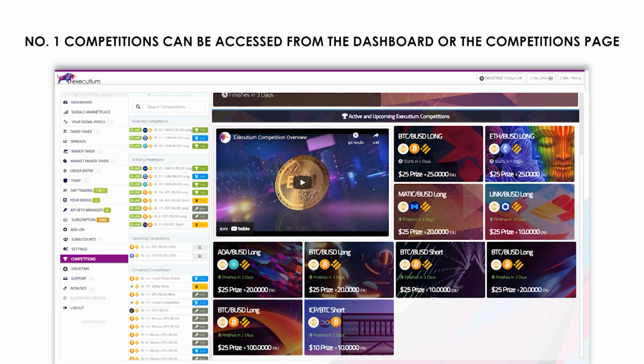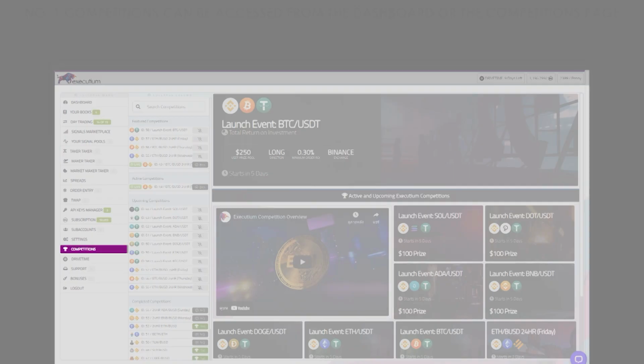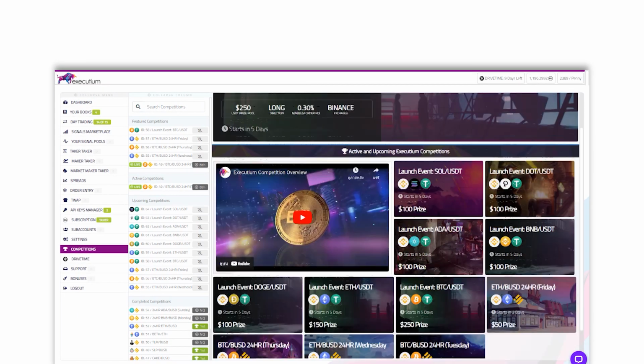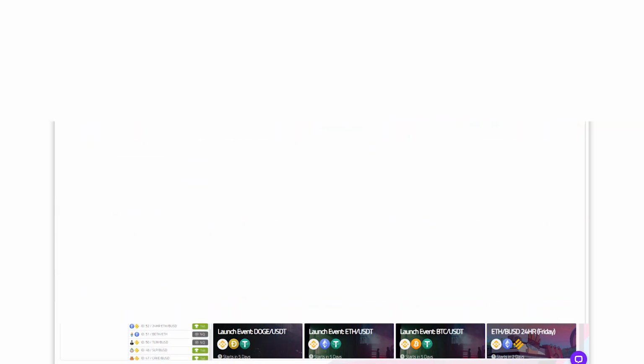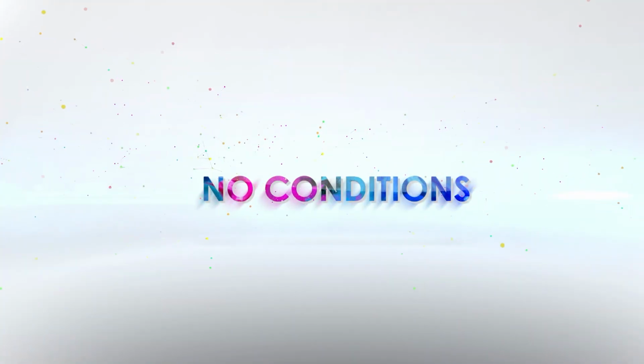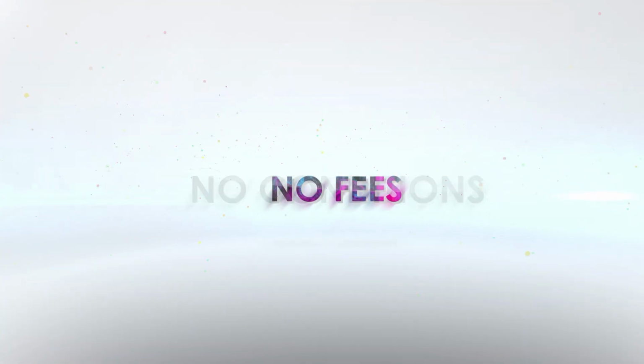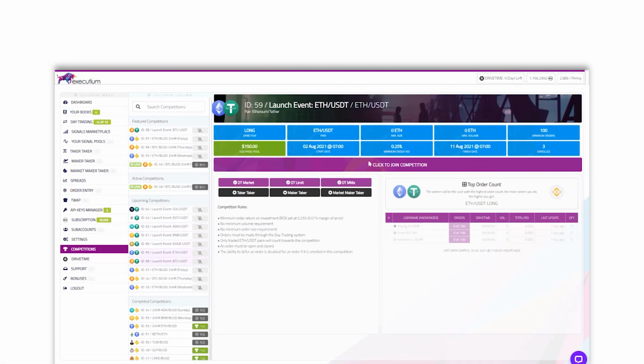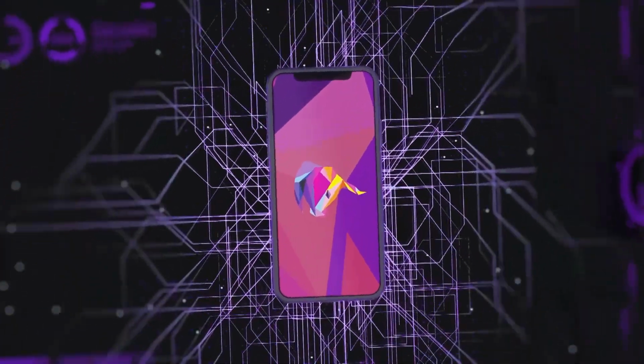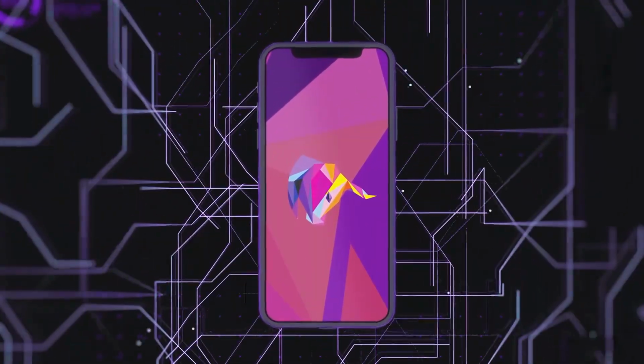Number 1. Competitions can be accessed from the dashboard or the competitions page. Take into consideration the exchange and the pairs being traded when you decide to join. Number 2. There are no conditions, fees, or prerequisites to join a day trading competition. All you have to do is click Join. Consider joining if you are already making orders that qualify for competitions for a chance to win prizes.